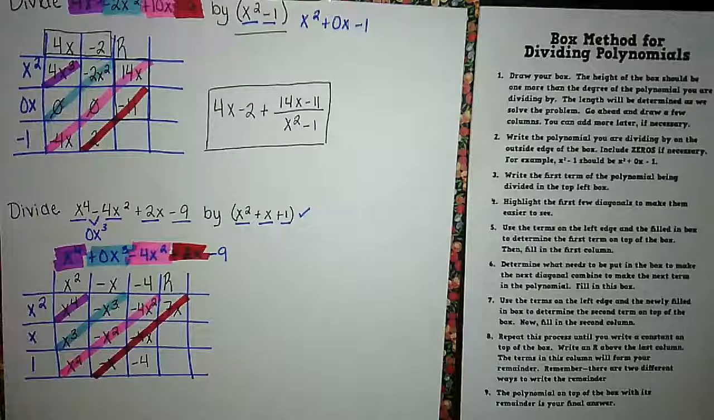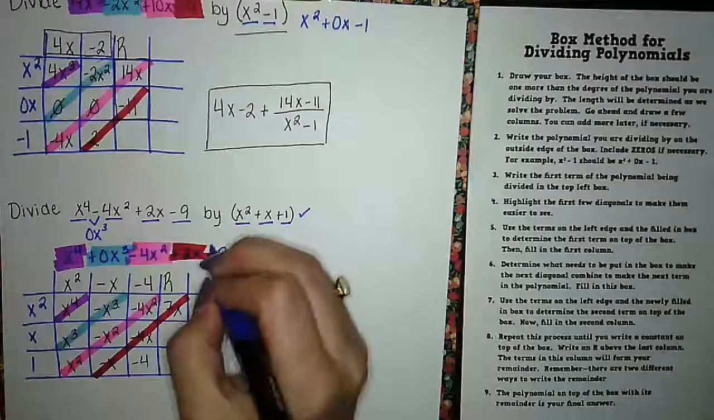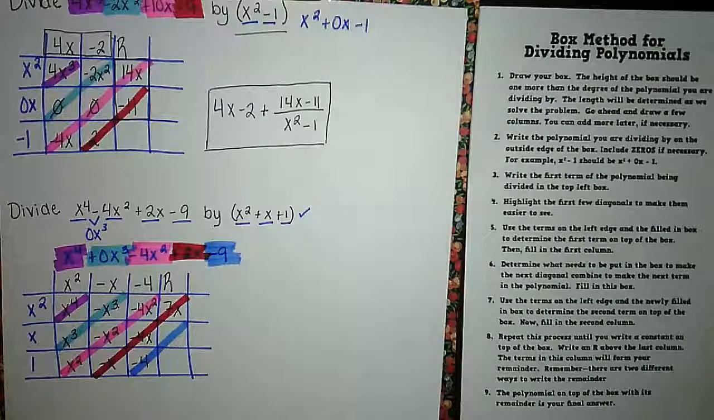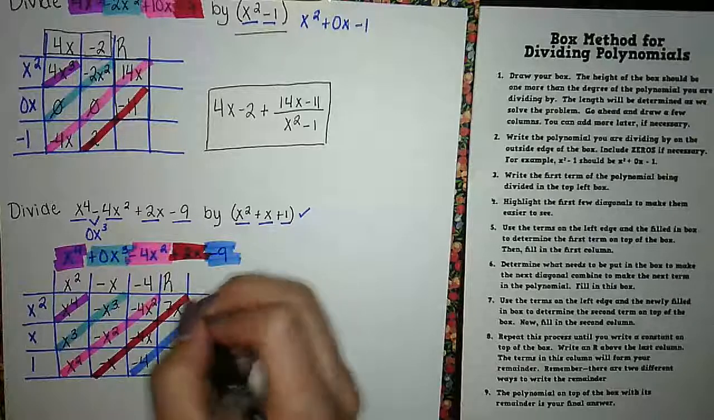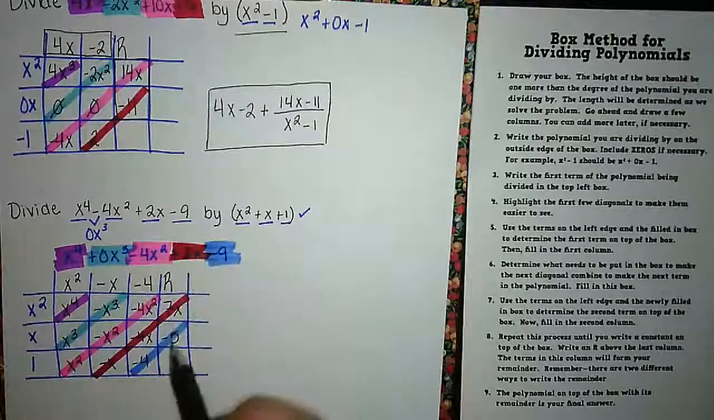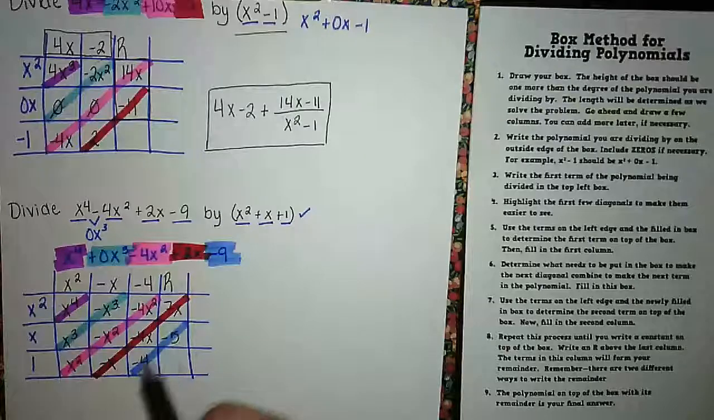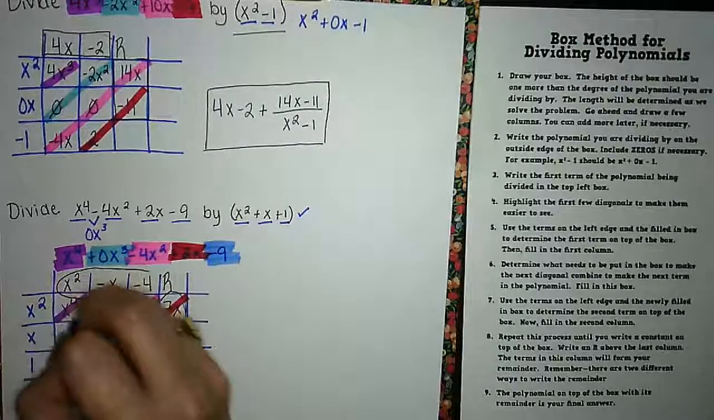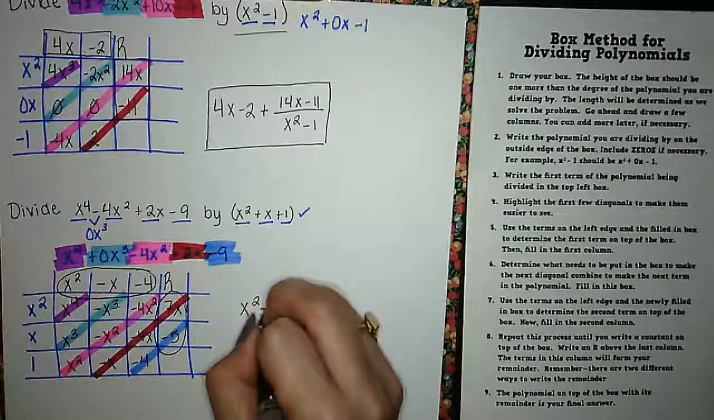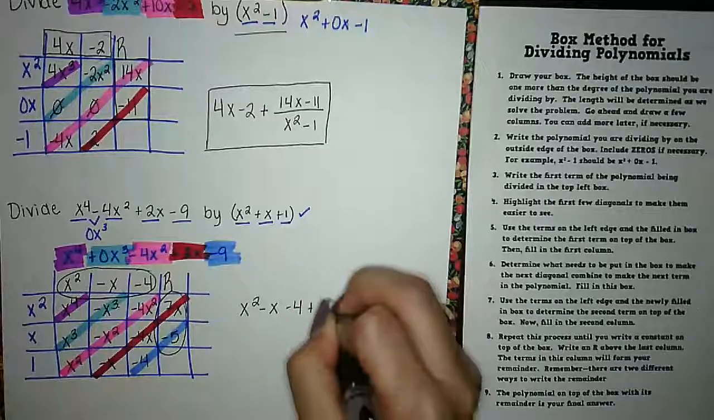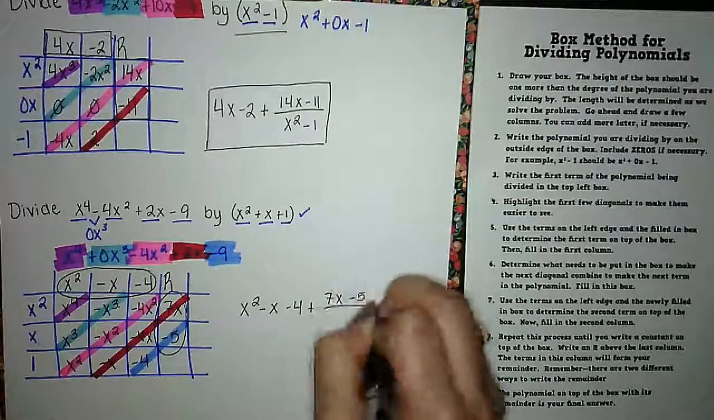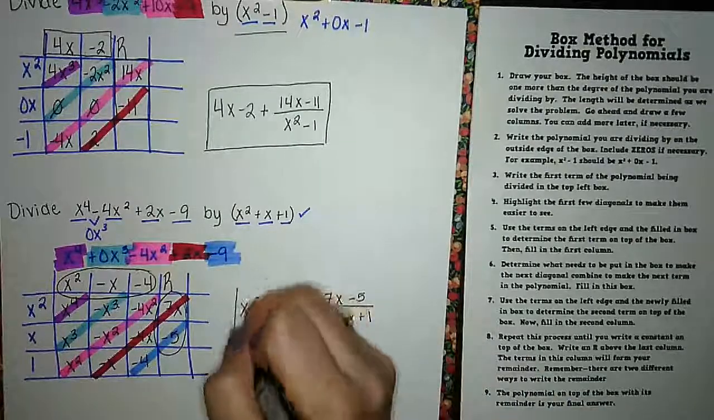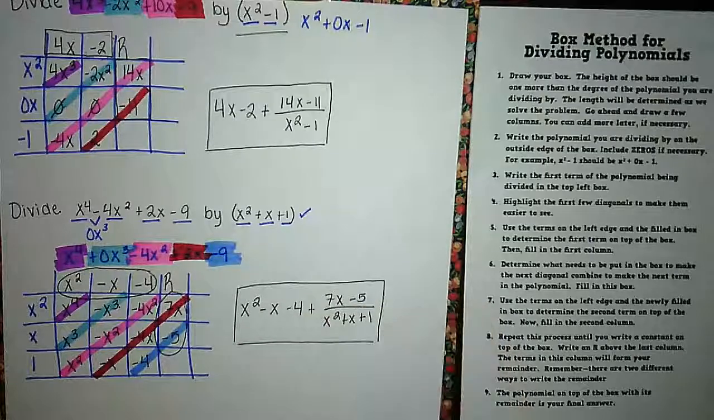Then we look at our very last term, which is negative 9. What plus negative 4 gives us negative 9? And the answer is negative 5. Same signs, add and keep. 5 plus 4 is 9, and we keep that sign. So again, here's our remainder. Here's our polynomial. So the answer to this is x squared minus x minus 4. And then we add our remainder and put it over what we were dividing by. And this is our new polynomial.